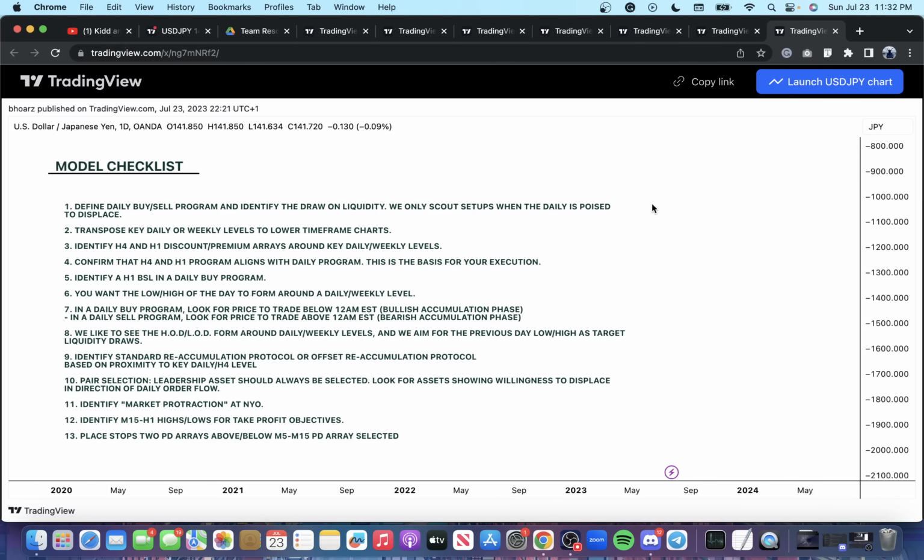Okay, and then what you want to do after that is, number 4, you want to confirm that your 4R and 1R program aligns with the daily program. Now, this is really key. This is the base for execution. You don't execute until your 4R program and 1R program align with your daily program.